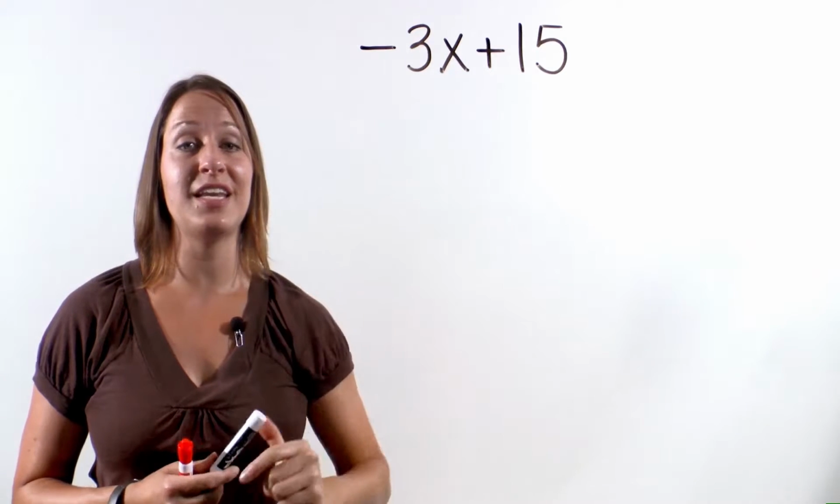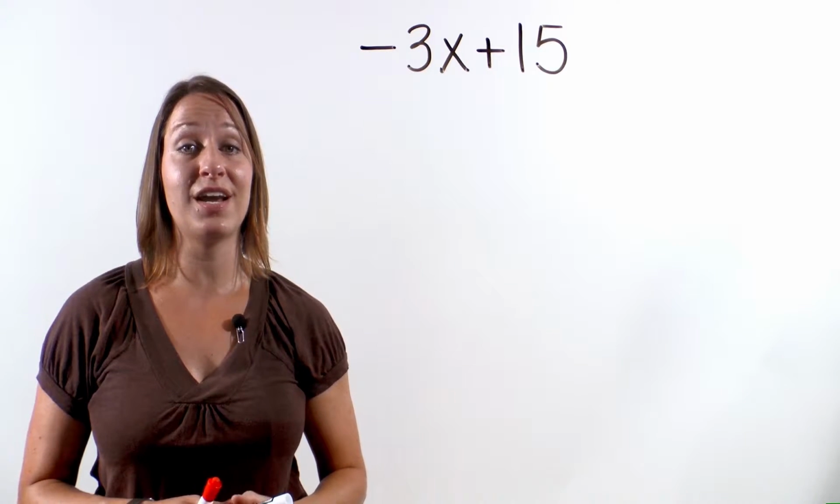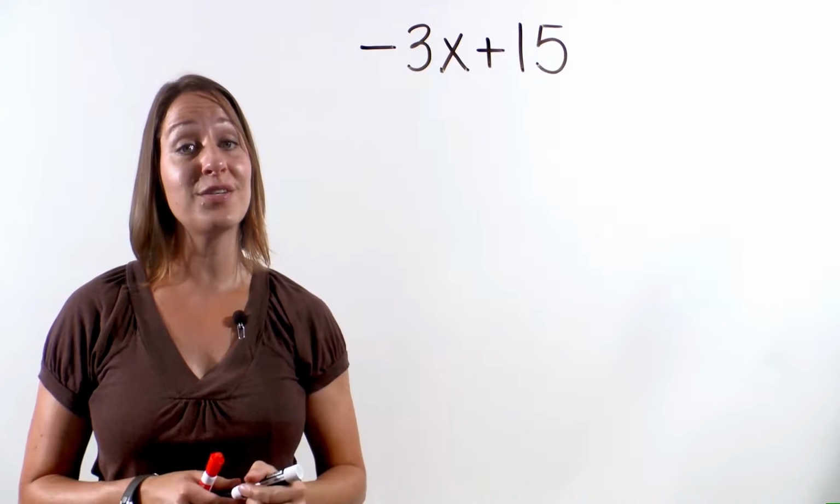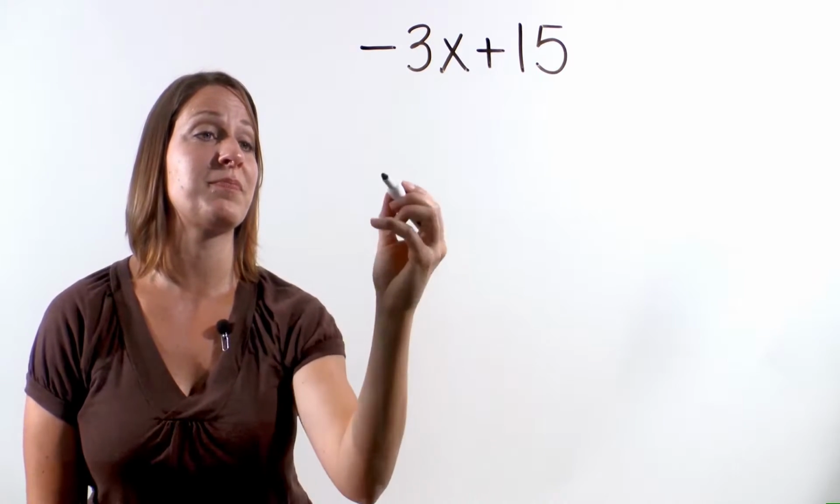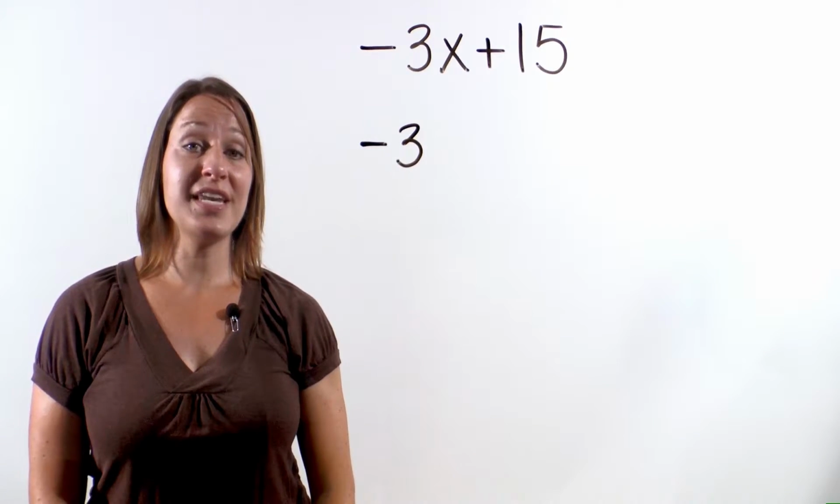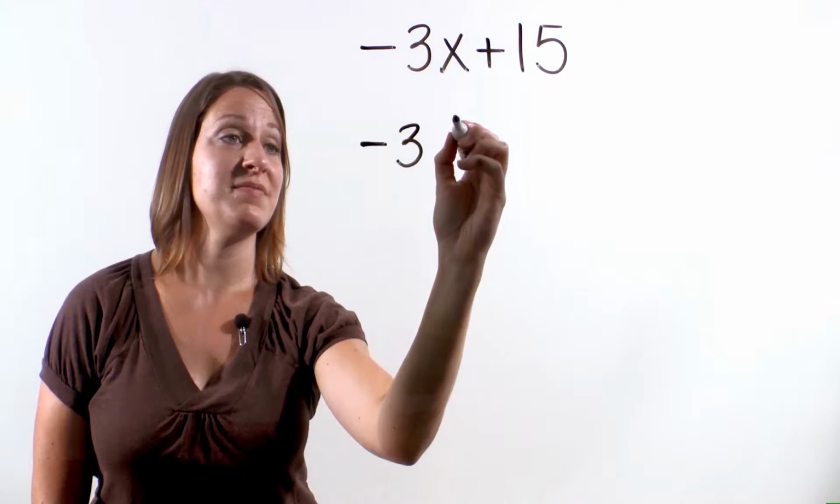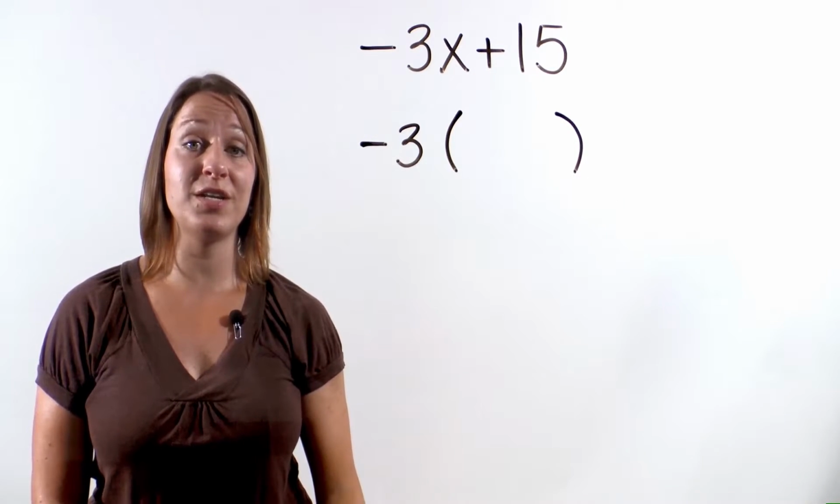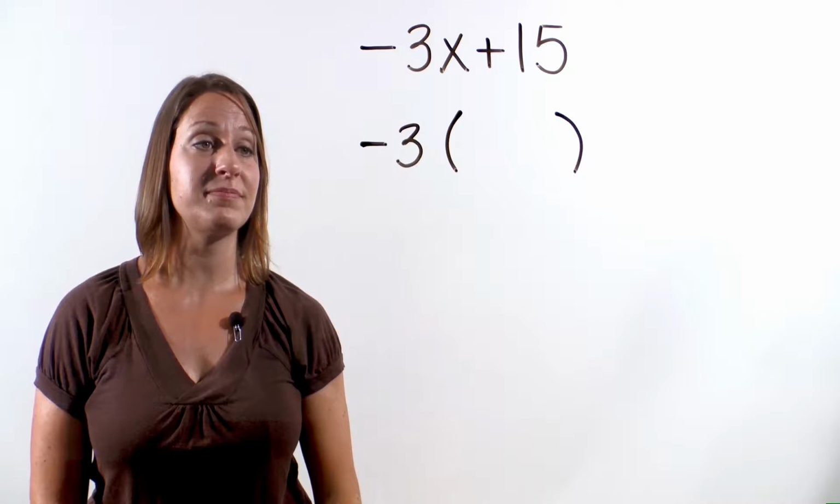3 and 15 both have the number 3 in common. But because this is beginning with a negative, we're also going to pull out that negative symbol. So we'll put negative 3 on the outside. And we're going to draw our parentheses because we're writing a multiplication problem.